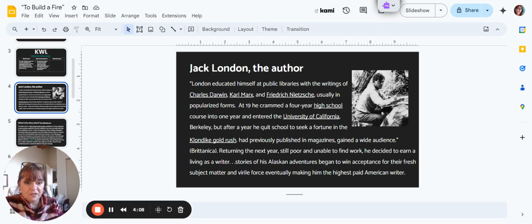So he had previously published things in magazines and had a huge audience. And when he went back to school, he was still poor. He was unable to find work. And he decided instead to become a writer for a living. And the stories of his Alaskan adventures, ding, ding, ding, the Yukon, began to win acceptance for their fresh subject matter and viral force, and eventually made him the highest paid American writer.